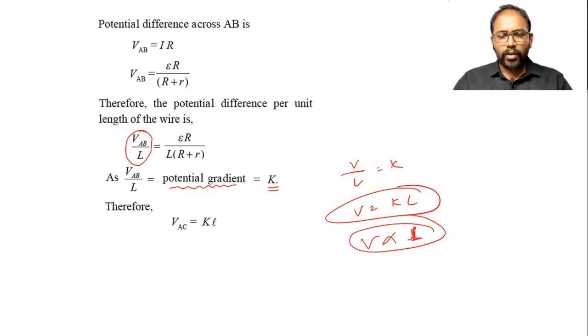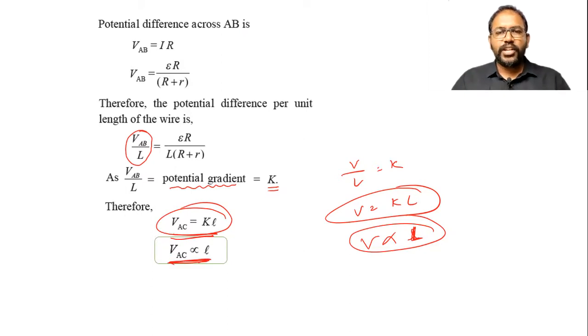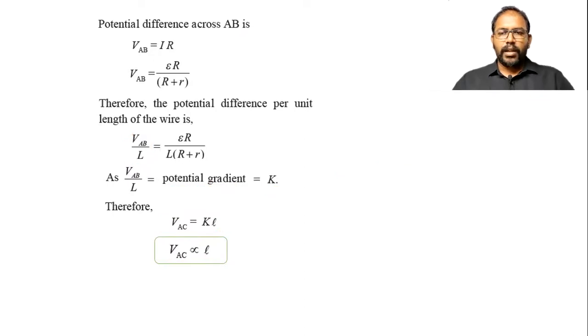When we are talking about a wire AC, a smaller portion, that time also we can write V_AC is equal to this constant K and the length of the wire AC, small l. So we can write V_AC proportional to l, and this is the working principle of the potentiometer. Means the potential difference across any two ends of the wire is directly proportional to its length.